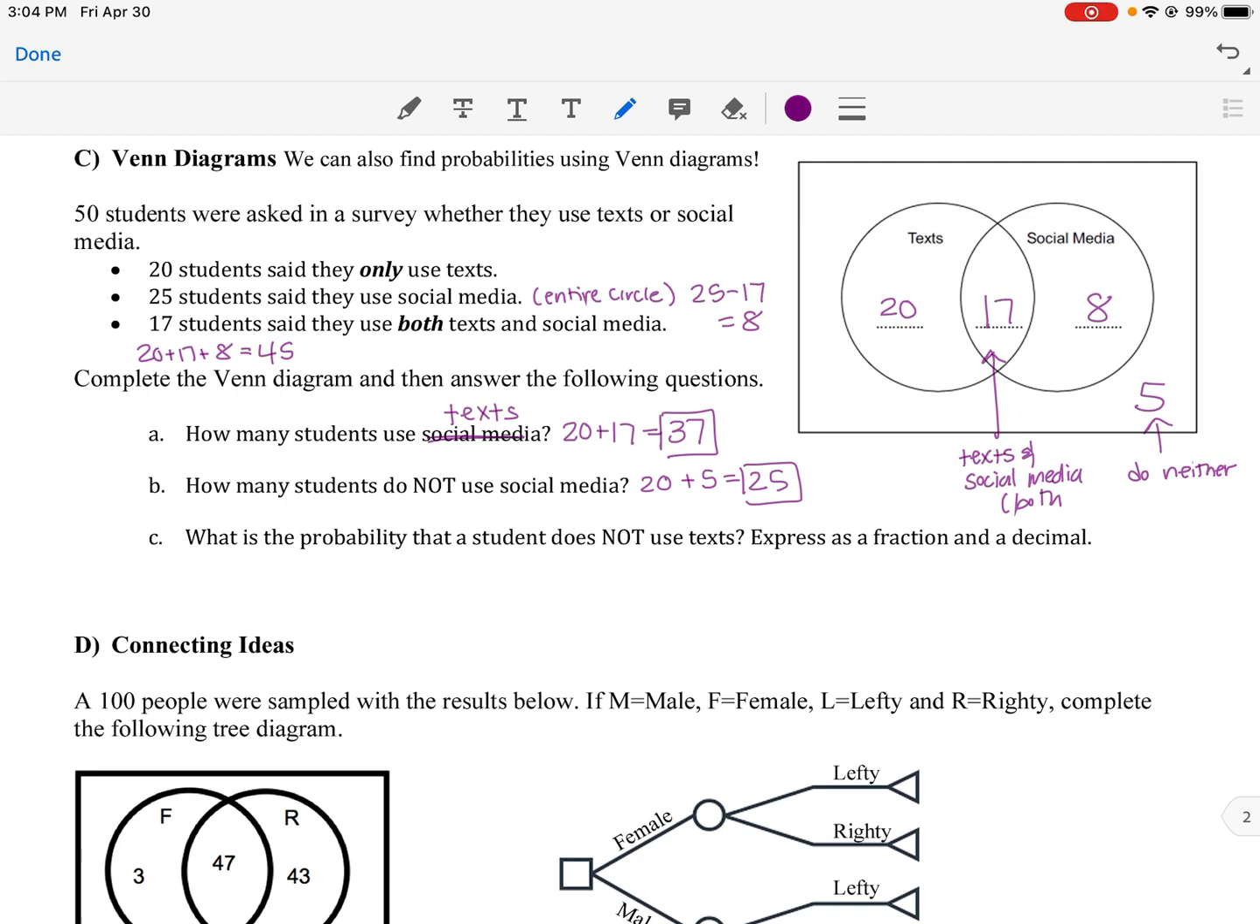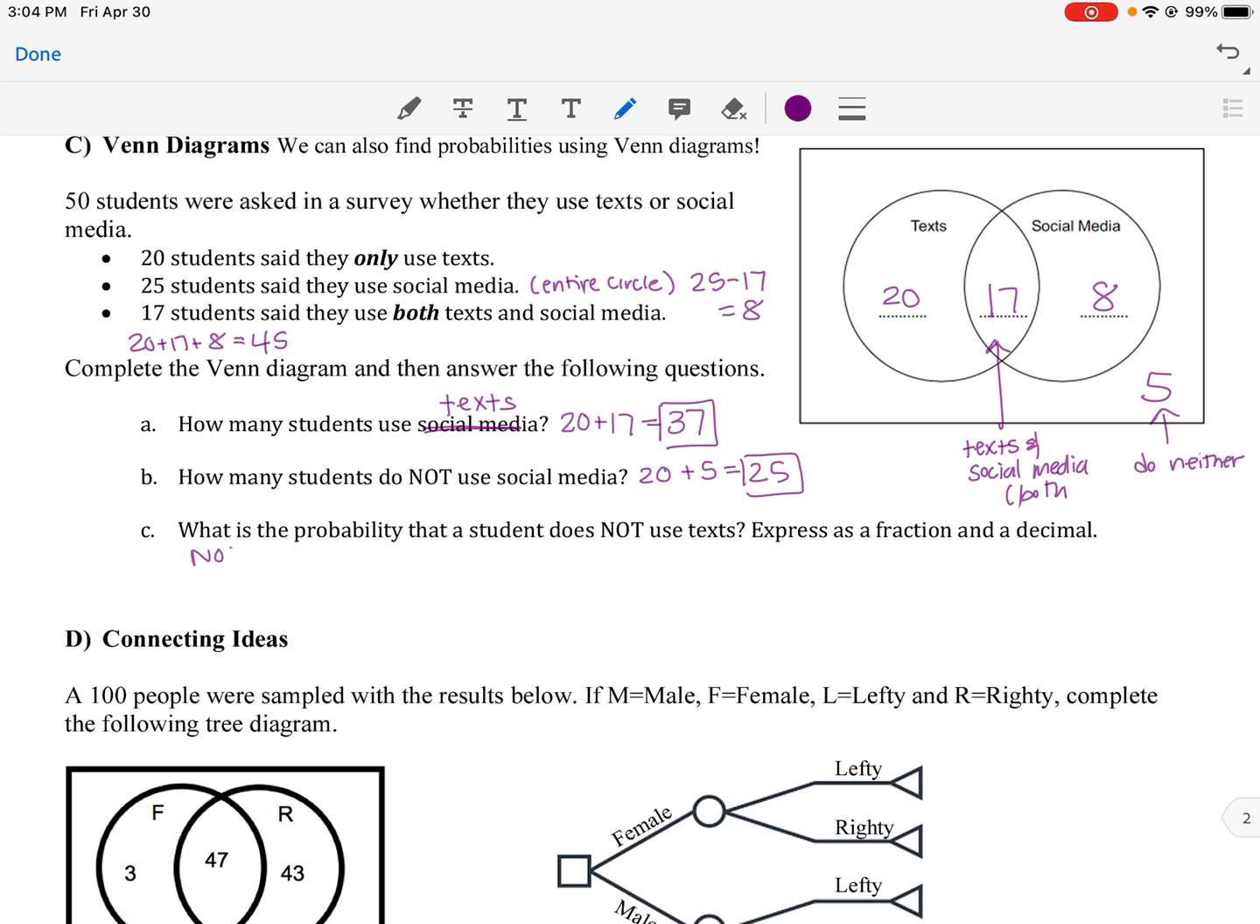And then what is the probability that a student does not use text expressed as a fraction and a decimal? So if we don't use text, we've got 8 that use social media only and 5 that don't use either. So not text. So we got 8 plus 5, so we got a total of 13. So we got 13 out of 50. And if I divide that, I get 0.26, which as a percent is 26%.